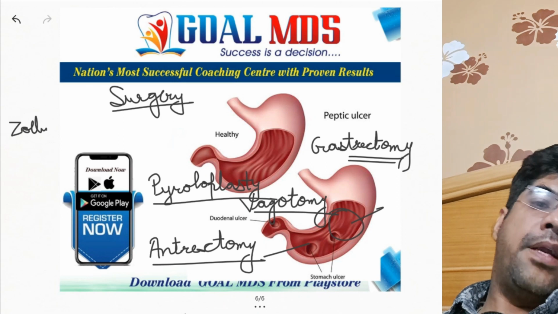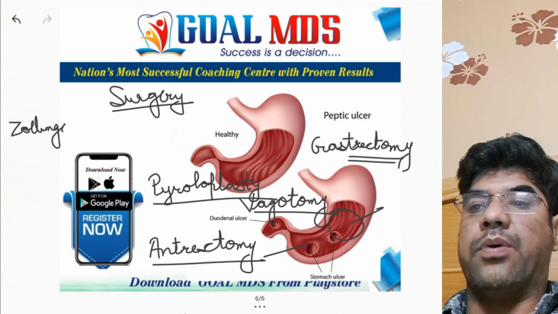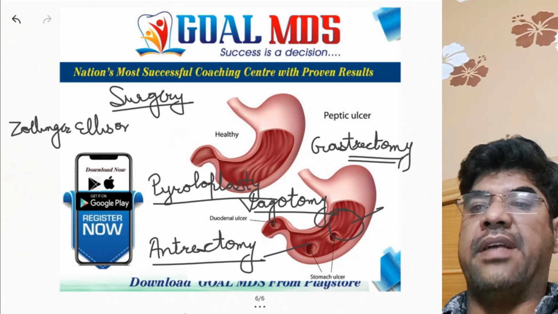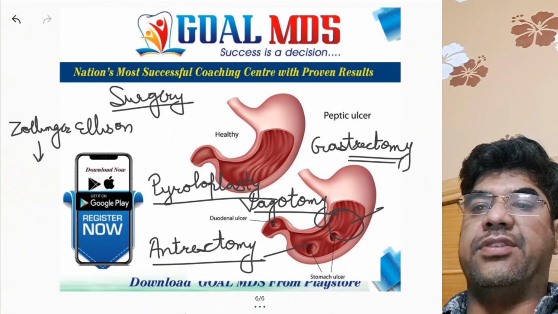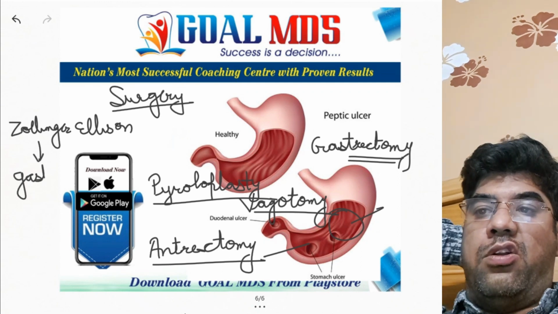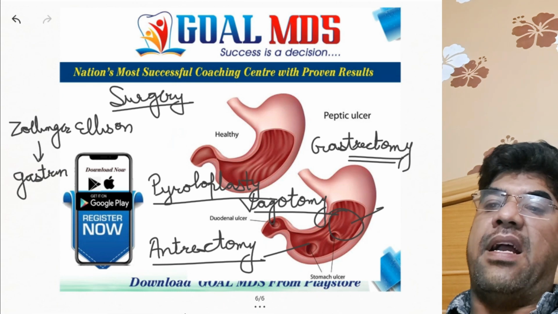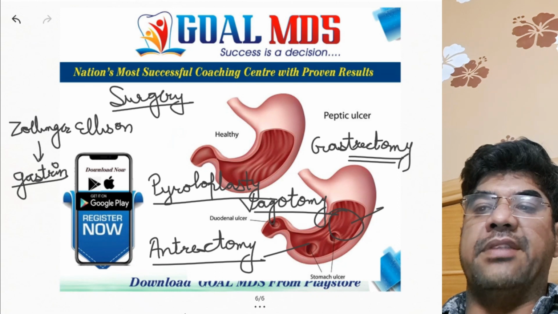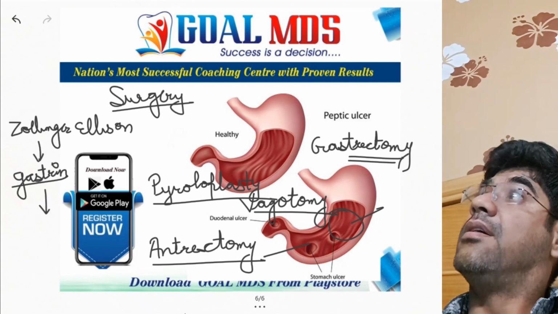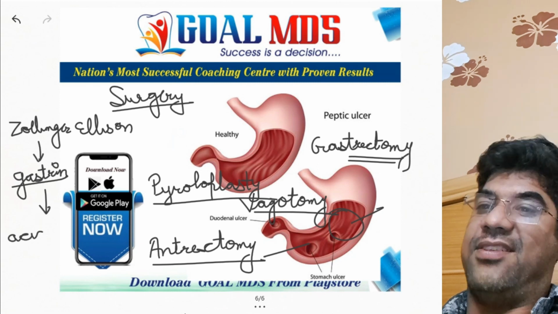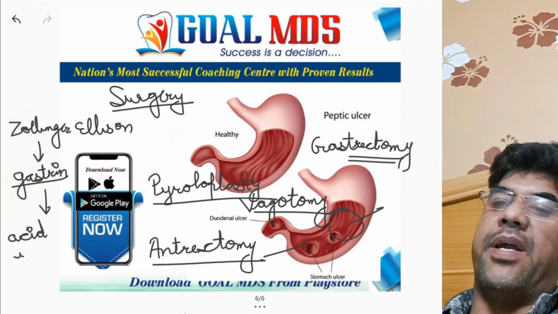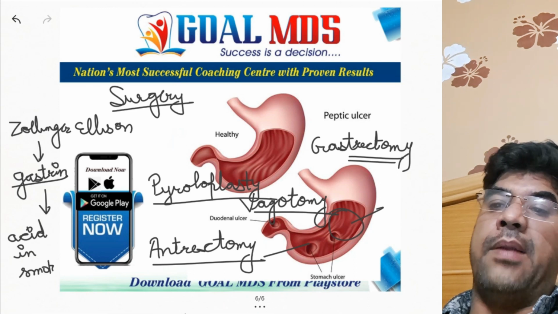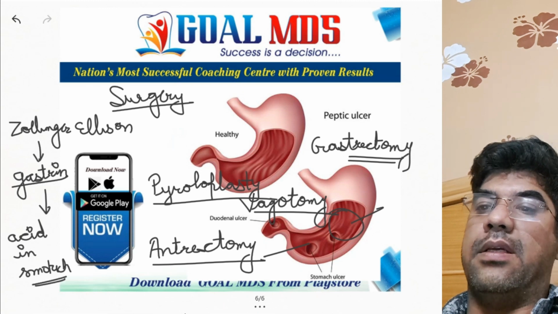Now, an important part that you have to remember is what is Zollinger-Ellison syndrome. It is a disorder that is characterized by the overproduction of gastrin, a hormone that stimulates the production of acid in the stomach. So the excessive acid production can lead to formation of peptic ulcers in the stomach and in the small intestine. It is caused by a tumor called gastrinoma that develops in the pancreas or the upper small intestine.